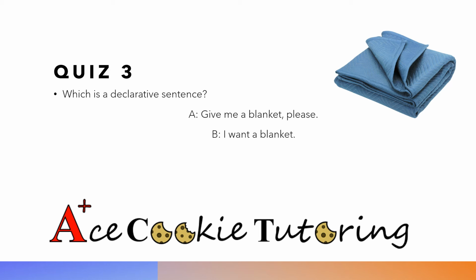Okay, so we've got two more questions to go over, and both of these are going to ask for a sentence type, and then you have to choose which of the options is that type of sentence. So the first option here is, give me a blanket, please. And the second option is, I want a blanket. So the question is asking which is a declarative sentence. So decide what declarative sentences must have. Think about what they shouldn't have. And on the count of 5, say your answer out loud.